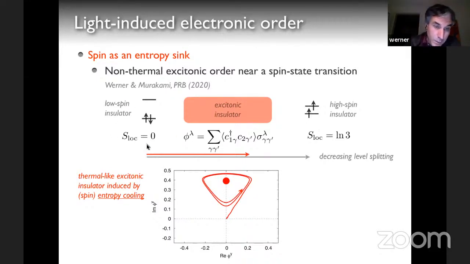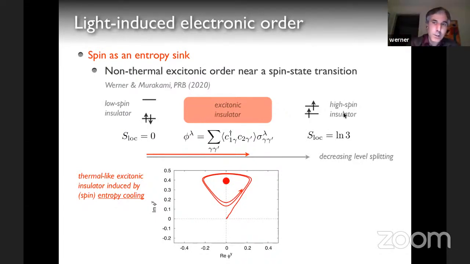We started in the low spin insulator, then we reduced the level splitting to quench into the region where the excitonic insulator exists in equilibrium. And then indeed, by the effect of spin entropy cooling, we could break the symmetry, as you can see here from the trajectory of the complex order parameter for this excitonic insulator. And we basically break the symmetry into an excitonic insulator state.